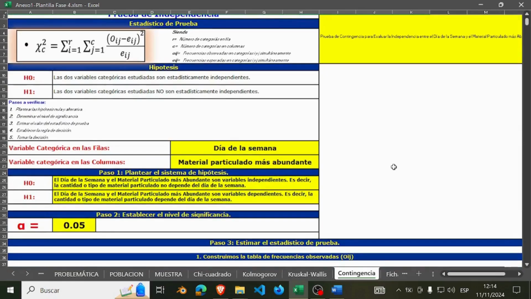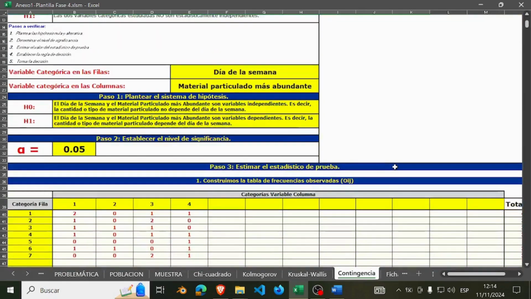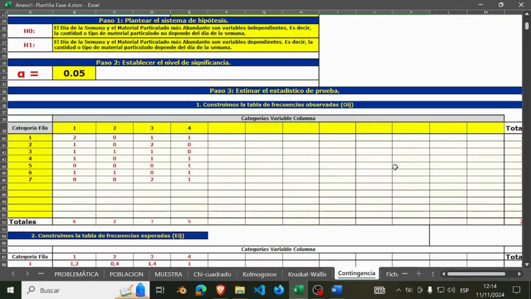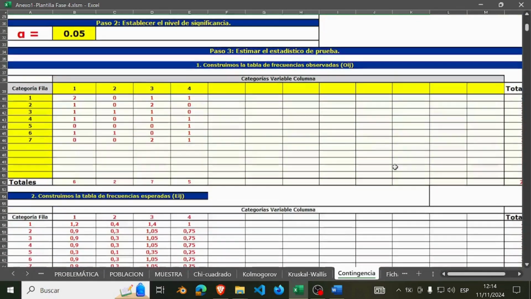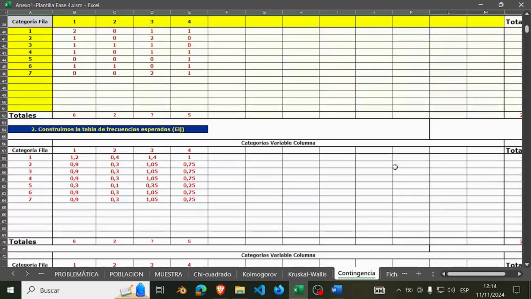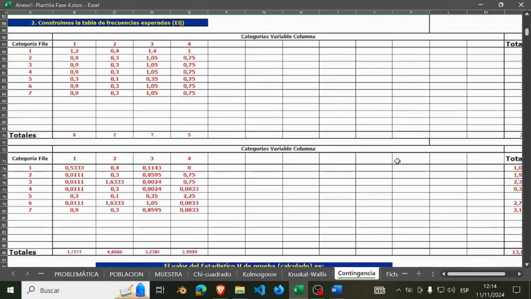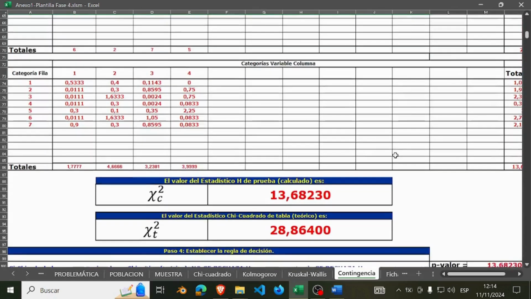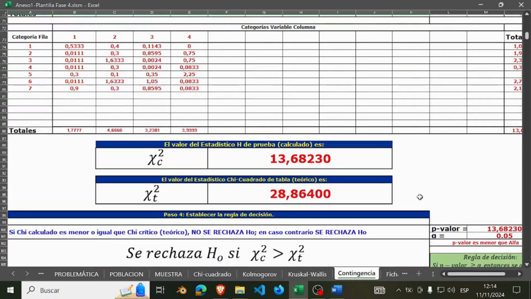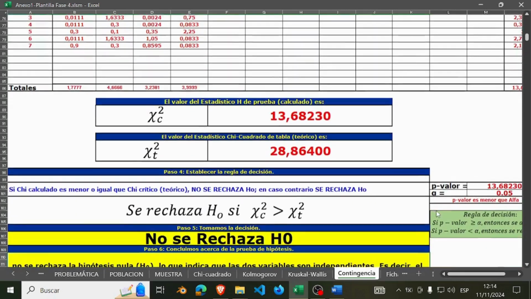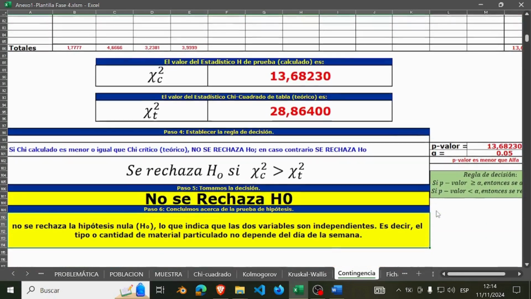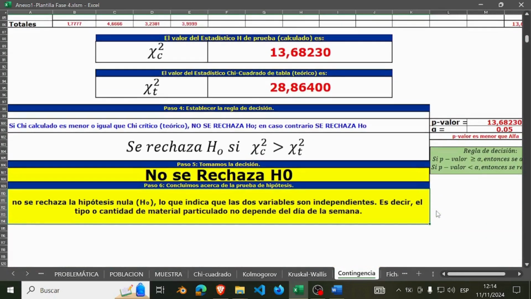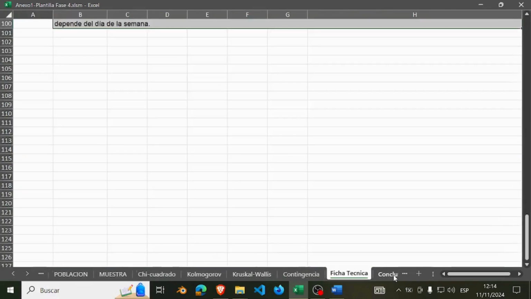Contingency test. Finally, the contingency test is used to determine whether two categorical variables are independent. In this exercise, the relationship between the day of the week and the most abundant particulate matter was analyzed. The value of the test statistic was 13.682. When comparing it with the critical value of 28.864, we do not reject the null hypothesis. This suggests that the two variables are independent, meaning the type of particulate matter does not depend on the day of the week.